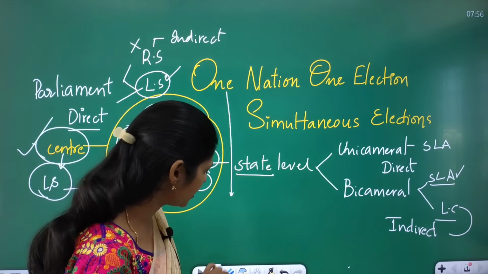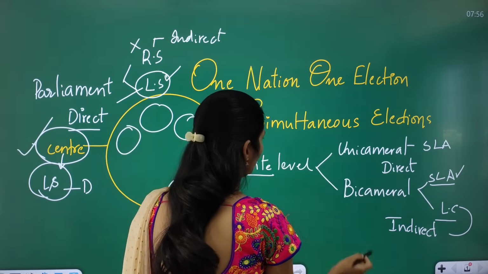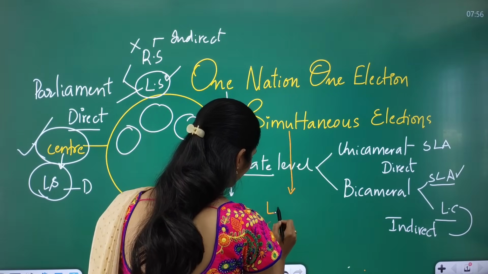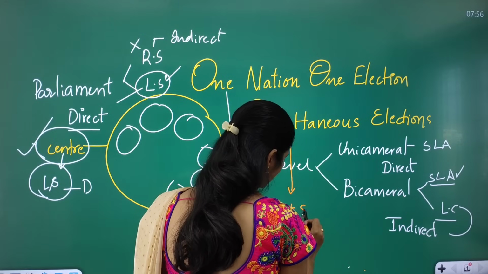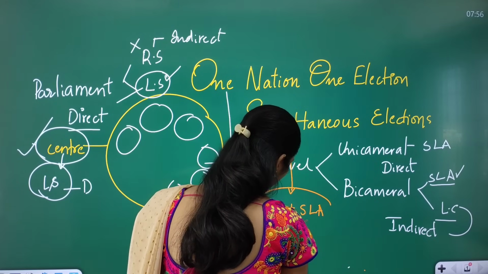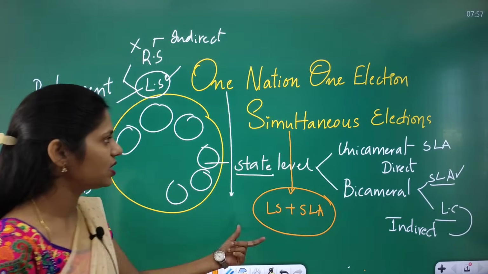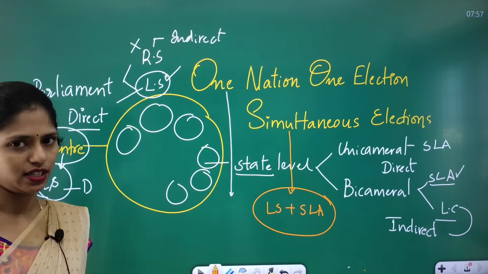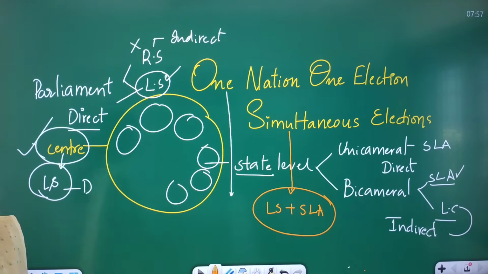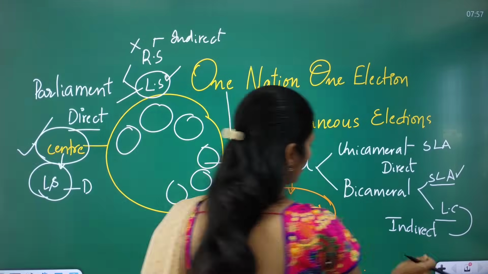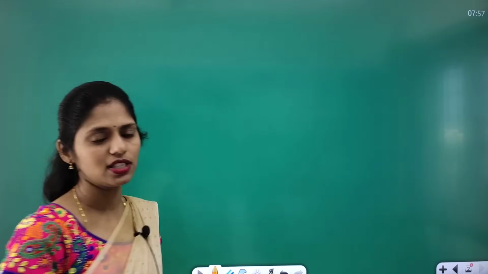So simultaneous elections is nothing but elections for both Lok Sabha and state legislative assemblies together. Okay, that is the concept of simultaneous elections. So this is the concept, you understood, right? It is called one nation, one election, that is, elections for Lok Sabha and state legislative assemblies together.